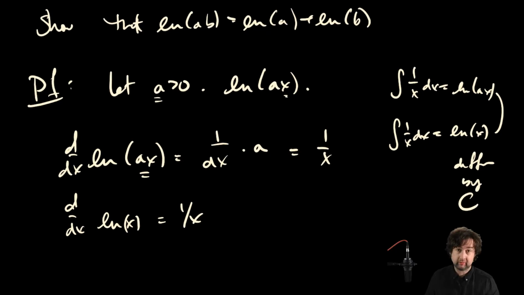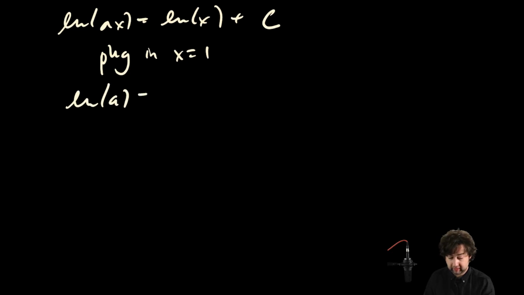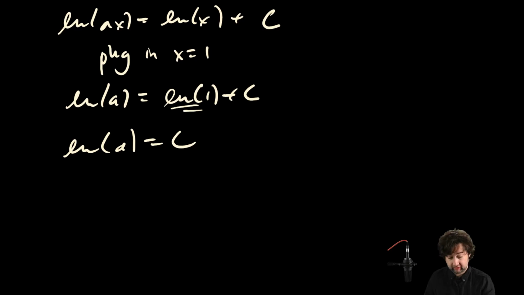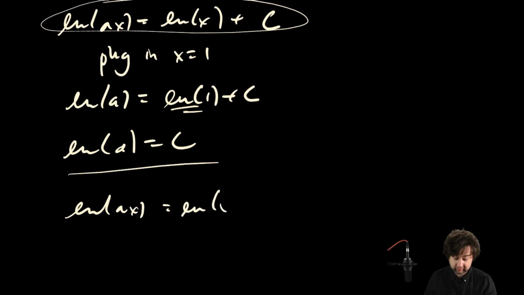by some constant c. So the natural log of ax is equal to the natural log of x plus some constant. I plug in x equal to 1. I get the natural log of a is equal to the natural log of 1 plus some constant. The natural log of 1 is 0. And that means that in this expression up here, what that really said was that the natural log of ax is equal to the natural log of x plus the natural log of a. And that's exactly the rule that we were trying to show.